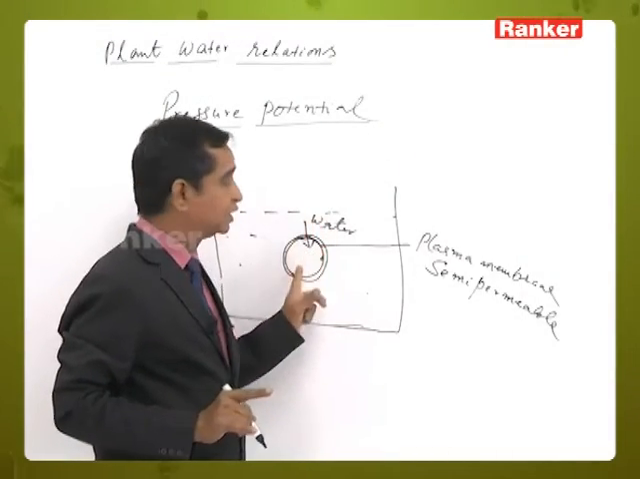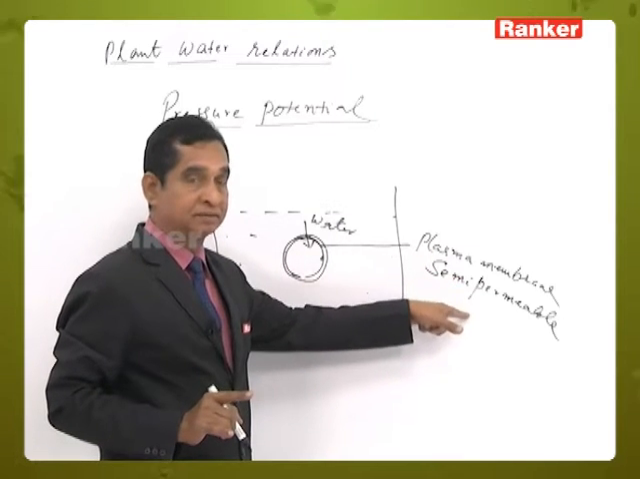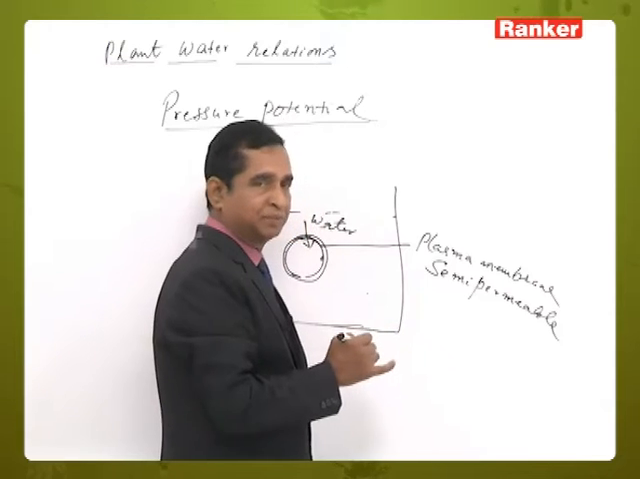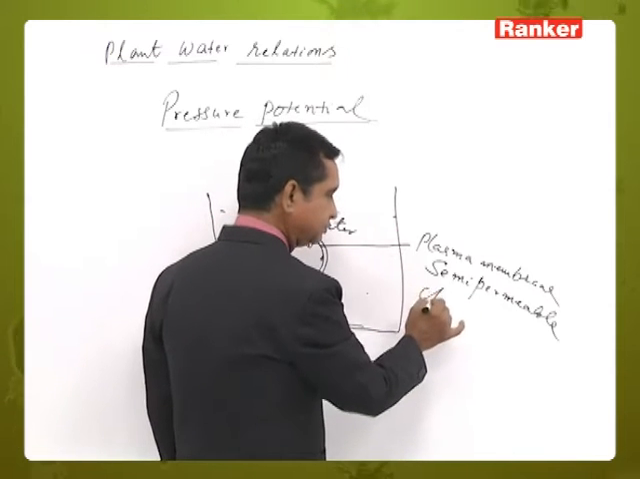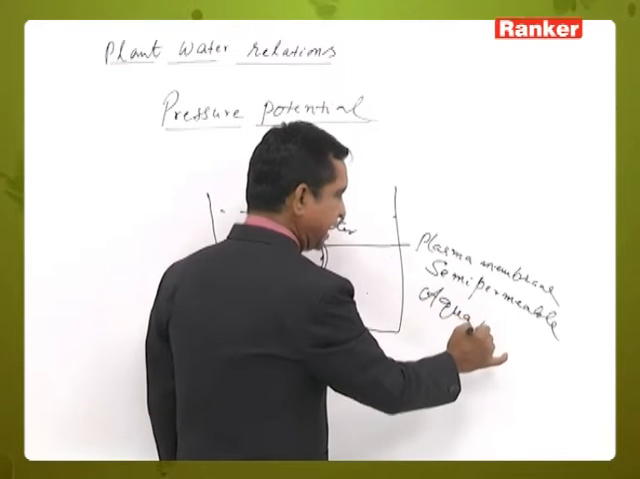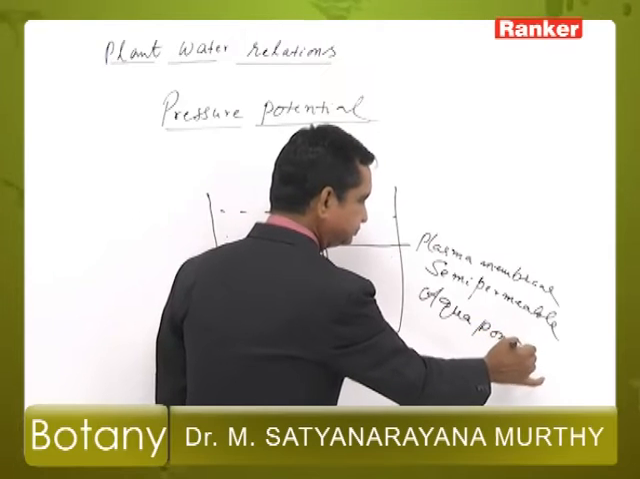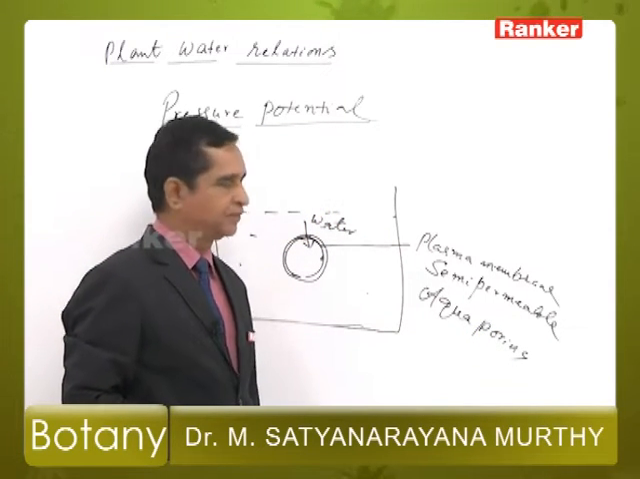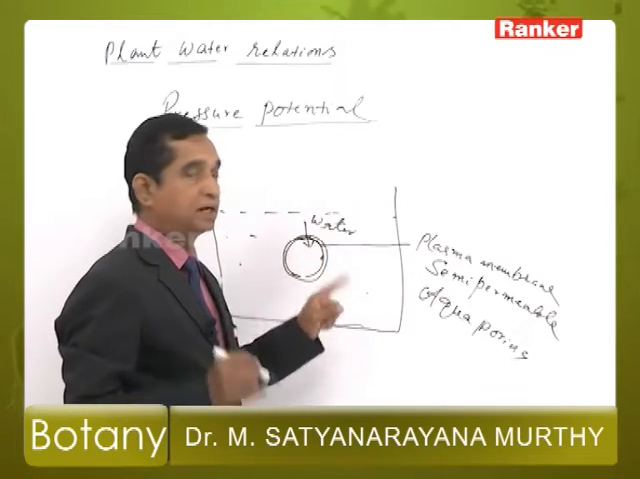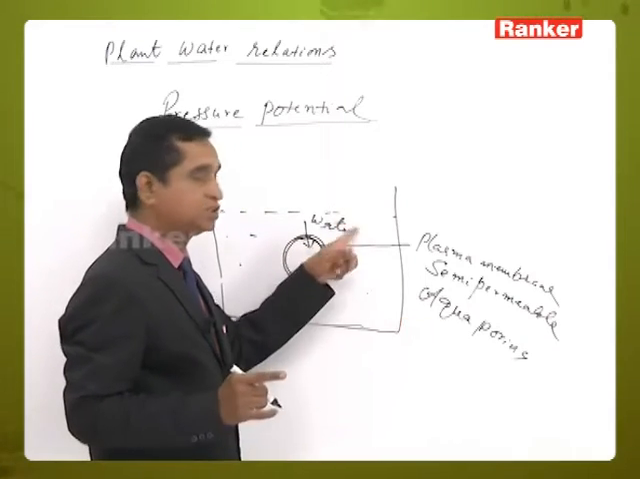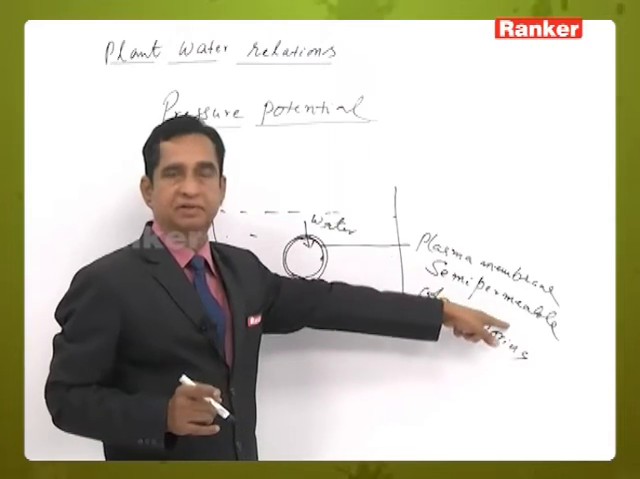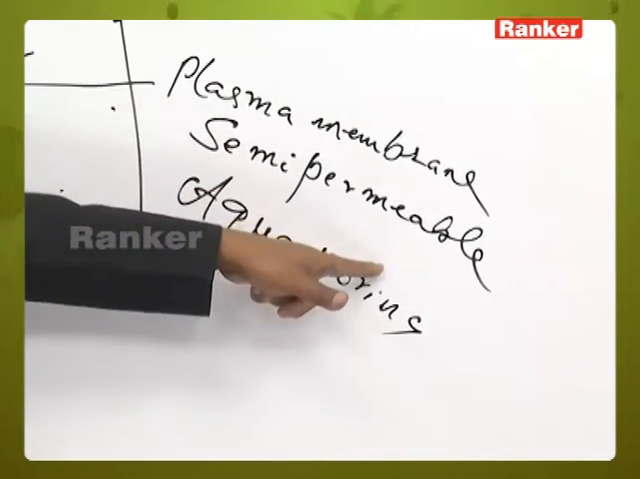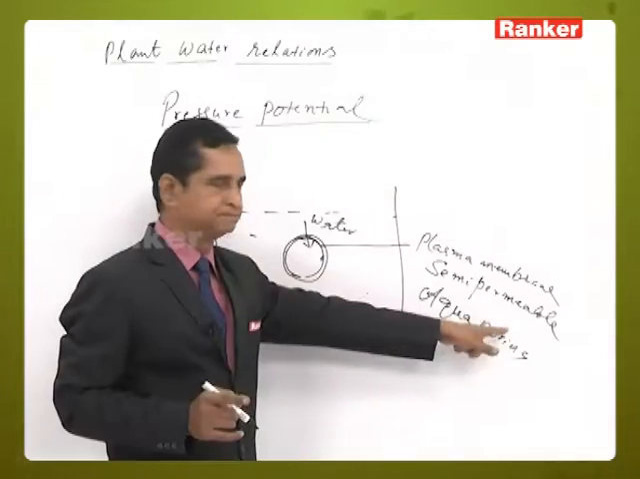Why can only water enter through the plasma membrane? Because of the presence of passages in the membrane, they are called aquaporins. Through aquaporins, the water can enter freely, that is, the solvent can enter freely, but not the solutes. Solutes are not allowed through the membrane. That is why the membrane is called semi-permeable, half permeable.